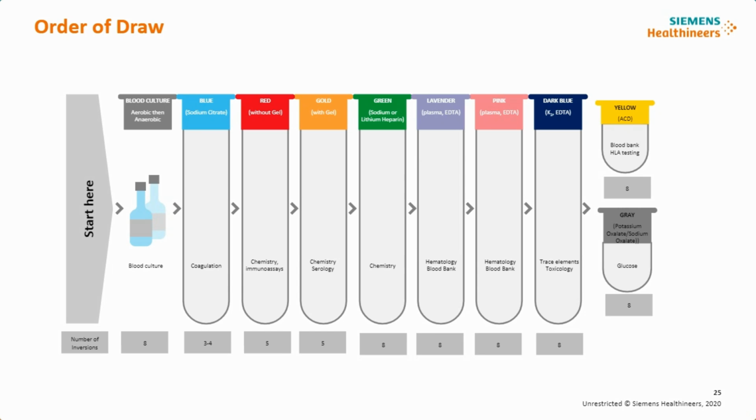And you'll see on the bottom in those gray boxes, it says the number of inversions. That's important to also adhere to, because you want to make sure that you properly mix the blood to anticoagulant to ensure that the anticoagulant is evenly distributed throughout the sample to prevent any type of coagulation or any type of activation of your coagulation cascade. The recommendation is about 3 to 4 times of gentle inversion.